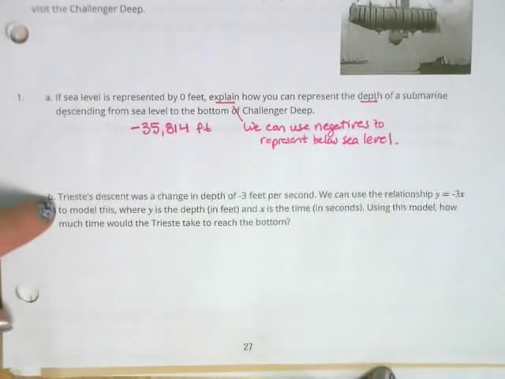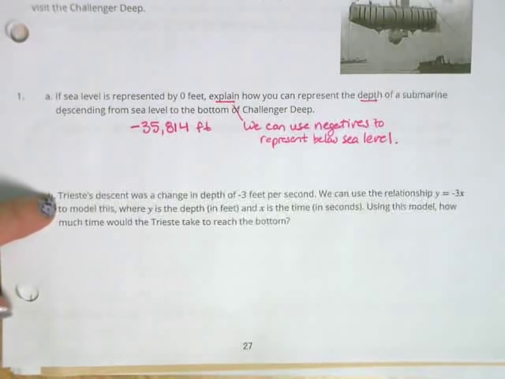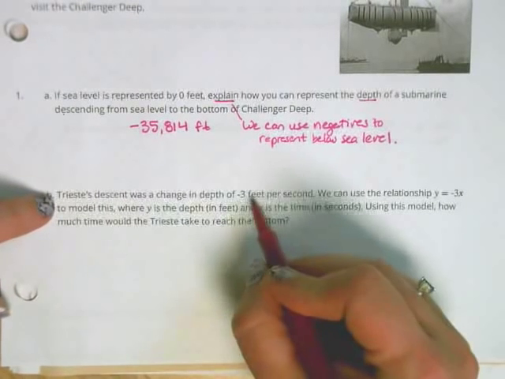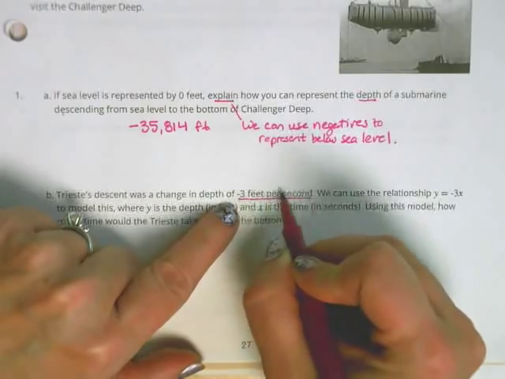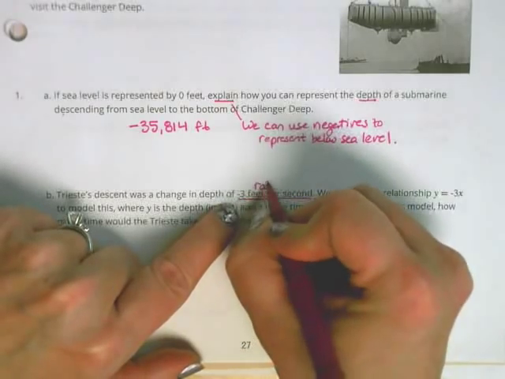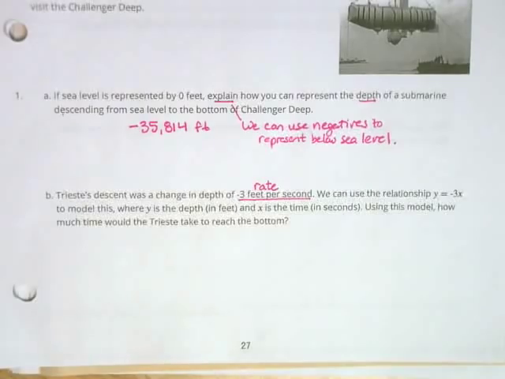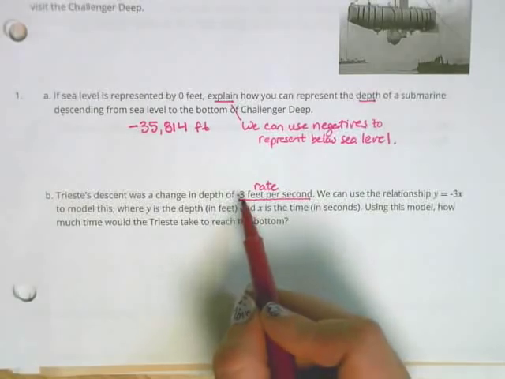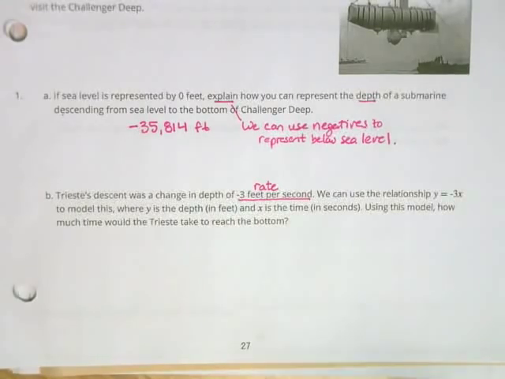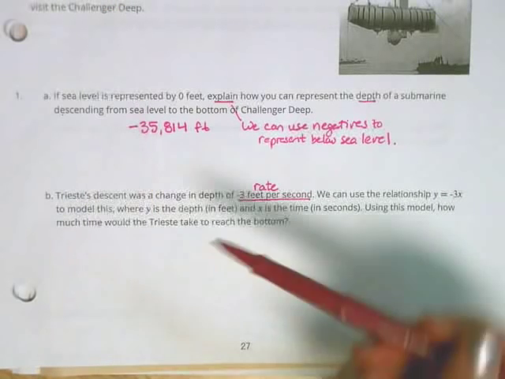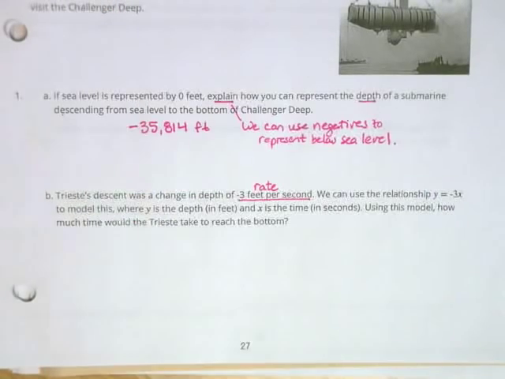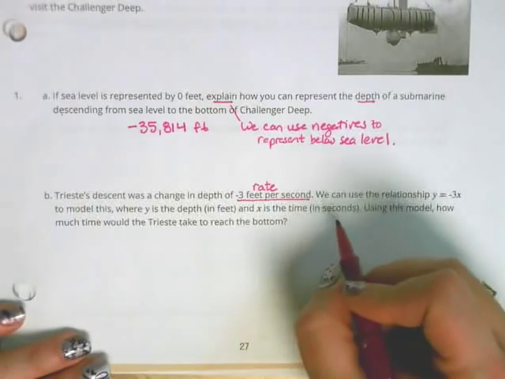It says that this ship, the Trieste's descent, was a change in depth of negative 3 feet per second. What does that look like to you? Negative 3 feet per second, that looks like a rate. That's its speed, negative 3 feet per second. If it's going at negative 3, what does that mean in this situation? It's going down, right? Negative 3 could mean possibly left or down because we're talking about a negative rate. So in this situation, it makes sense to be down.